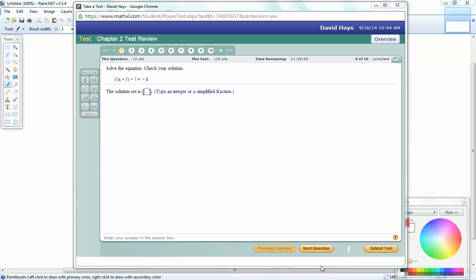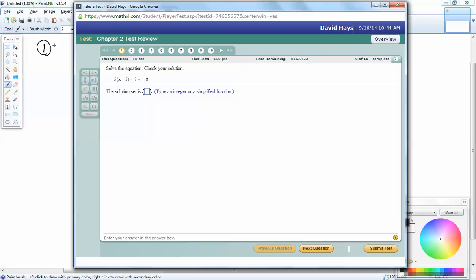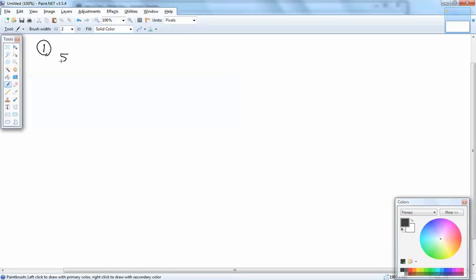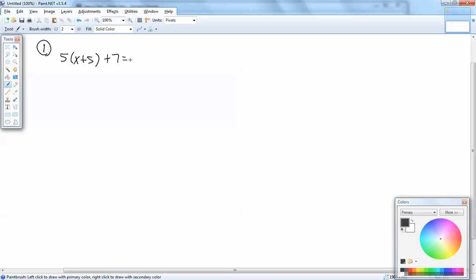Okay, let's take a look at this first problem. And get my pen to work. There it goes. Okay, problem number 1. We got 5 times x plus 5, plus 7 equals negative 8.